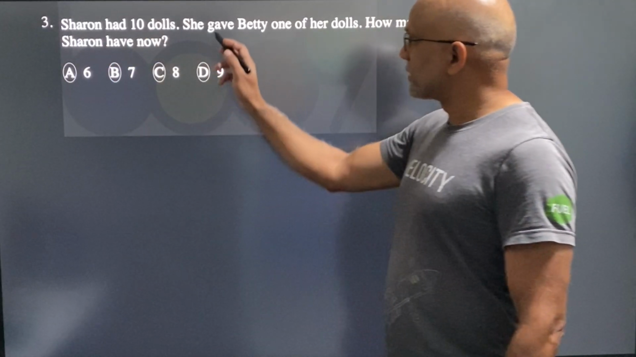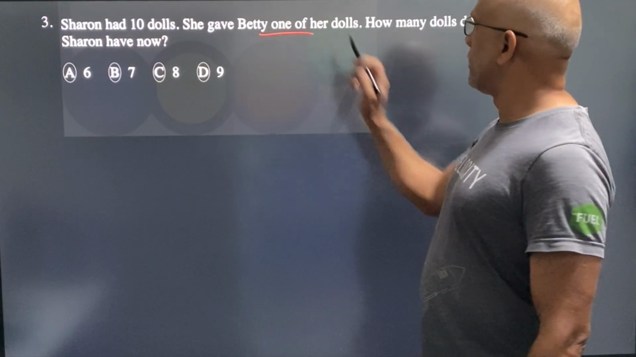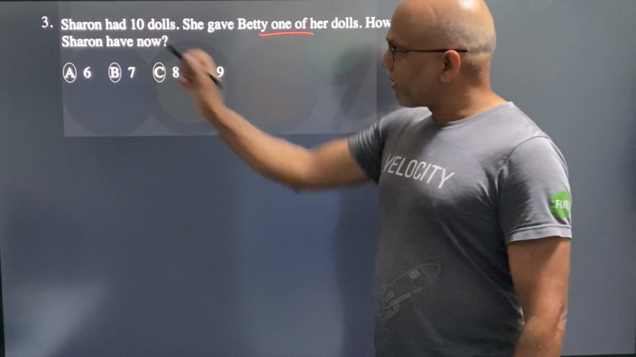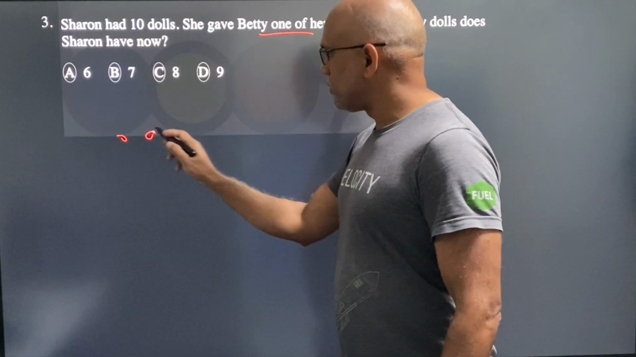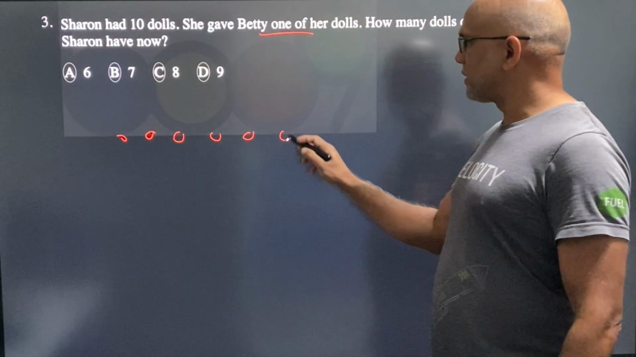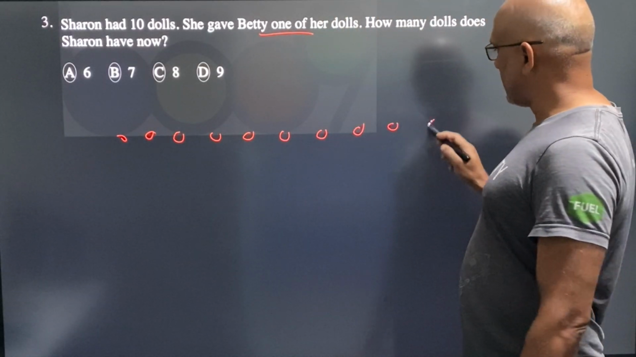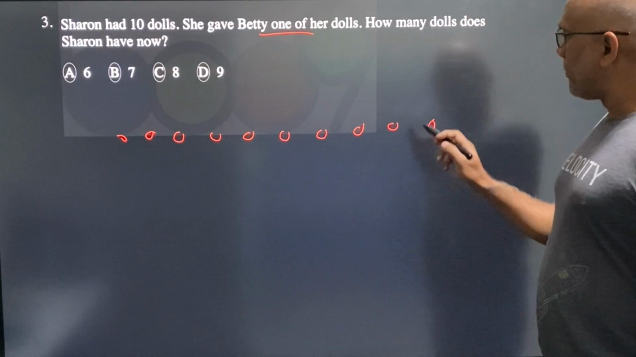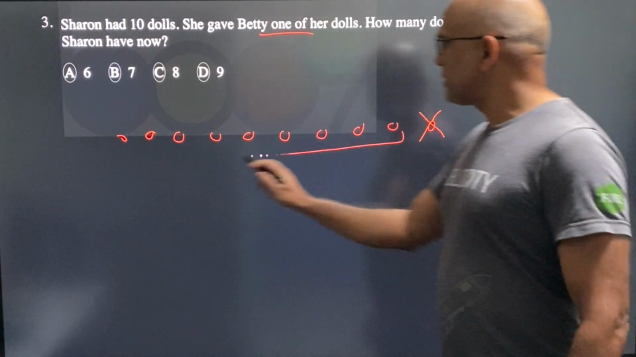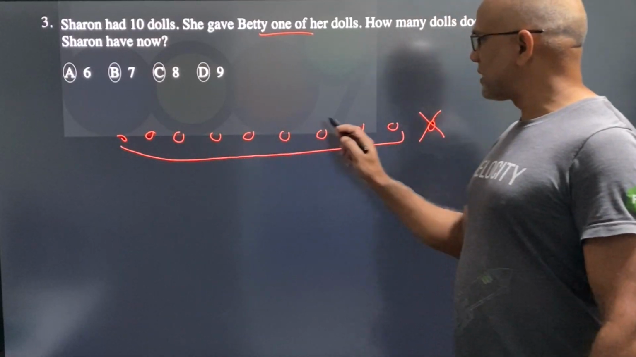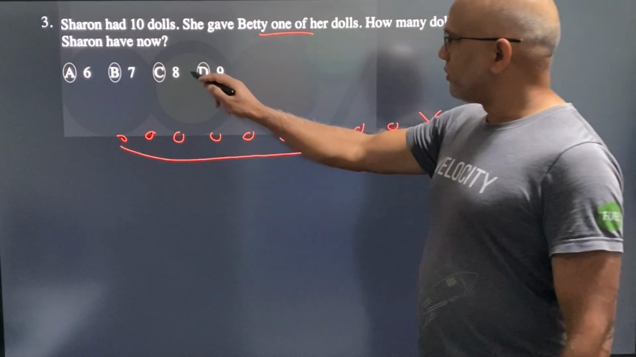Sharon has 10 dolls. She gave Betty one of her dolls. How many dolls does Sharon have now? So she has 10: 1, 2, 3, 4, 5, 6, 7, 8, 9 and 10. She gave one of her dolls away. So the remaining is 1, 2, 3, 4, 5, 6, 7, 8, 9. So D is the correct choice.